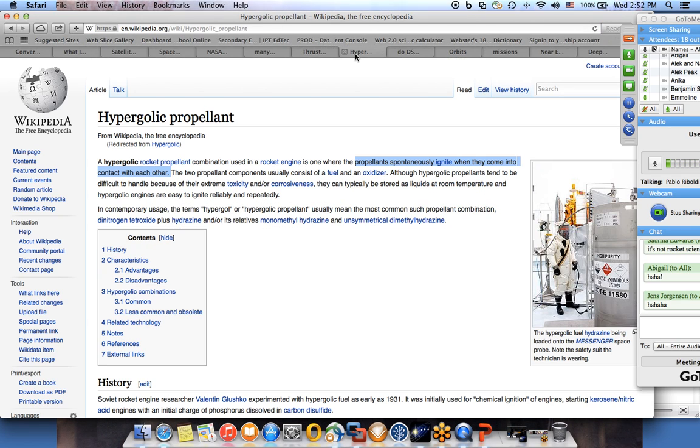and so many times space probes use these hypergolic propellants. Once they are out in space, they use this in order to avoid having the ignition system. You don't need the ignition system. You just mix the two propellants together and they ignite by themselves.